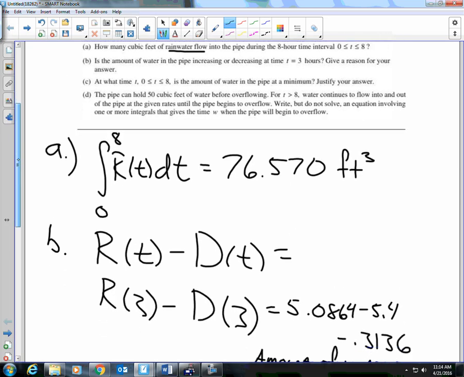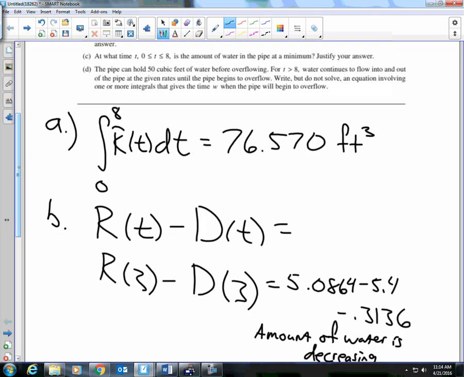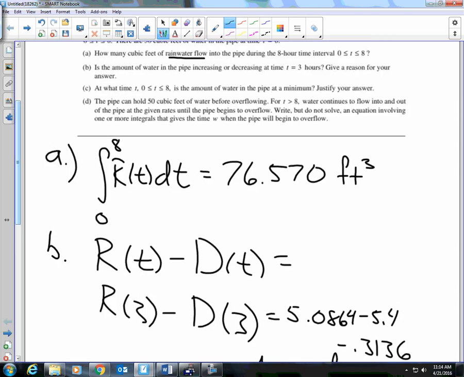Part C. At what time is the amount of water in the pipe at a minimum? What does it mean to be at a minimum? Think about your learning of calculus. Where does the minimum value occur? Very good. You're looking for where f prime changes from negative to positive. That's what we thought back in the day, right?